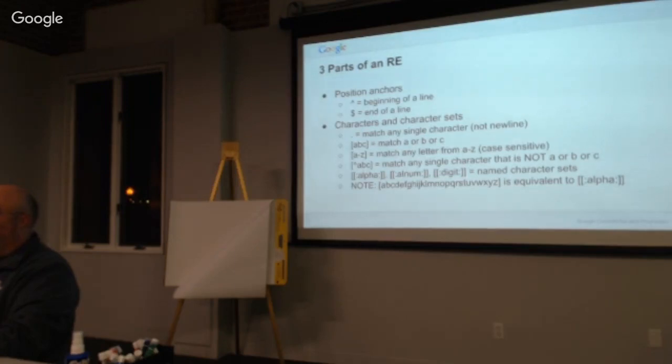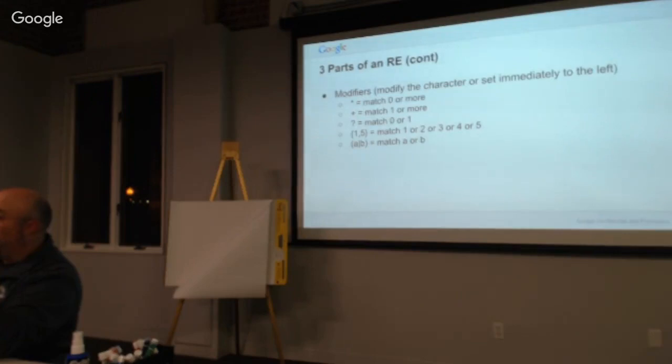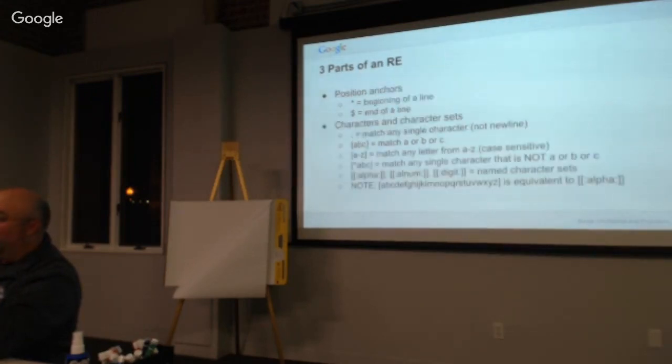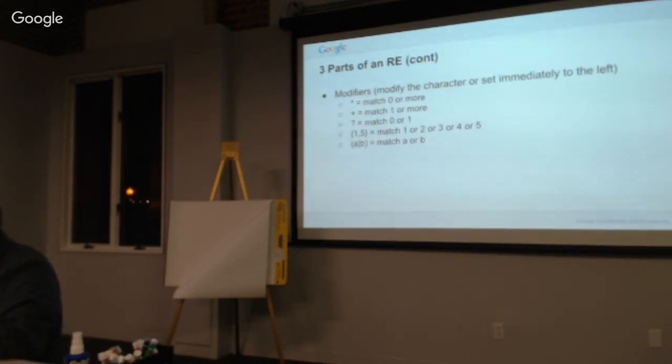So, in review, we did three parts of a regular expression. We did position anchors, caret and dollar sign. We did characters and character sets. Remember, this is the individual characters and then all this special stuff, brackets and named character sets. And the third one now is modifiers. The thing to remember here is that everything else represents itself, a single position. Modifiers don't. Modifiers only modify the thing immediately to their left. That's it. They have no inherent value on their own.